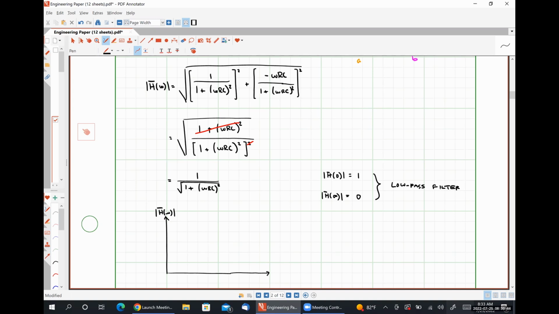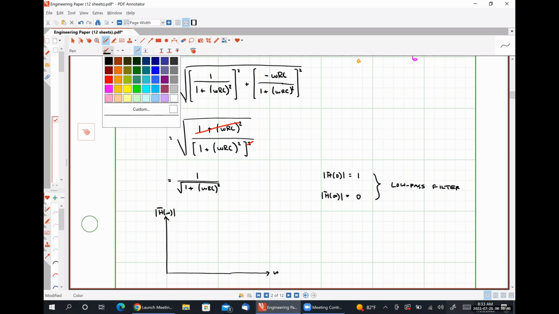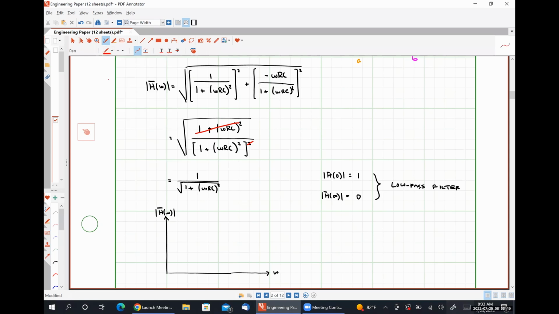It's going to look something like this. And this is a value of 1. And we are going to now define our corner frequency.